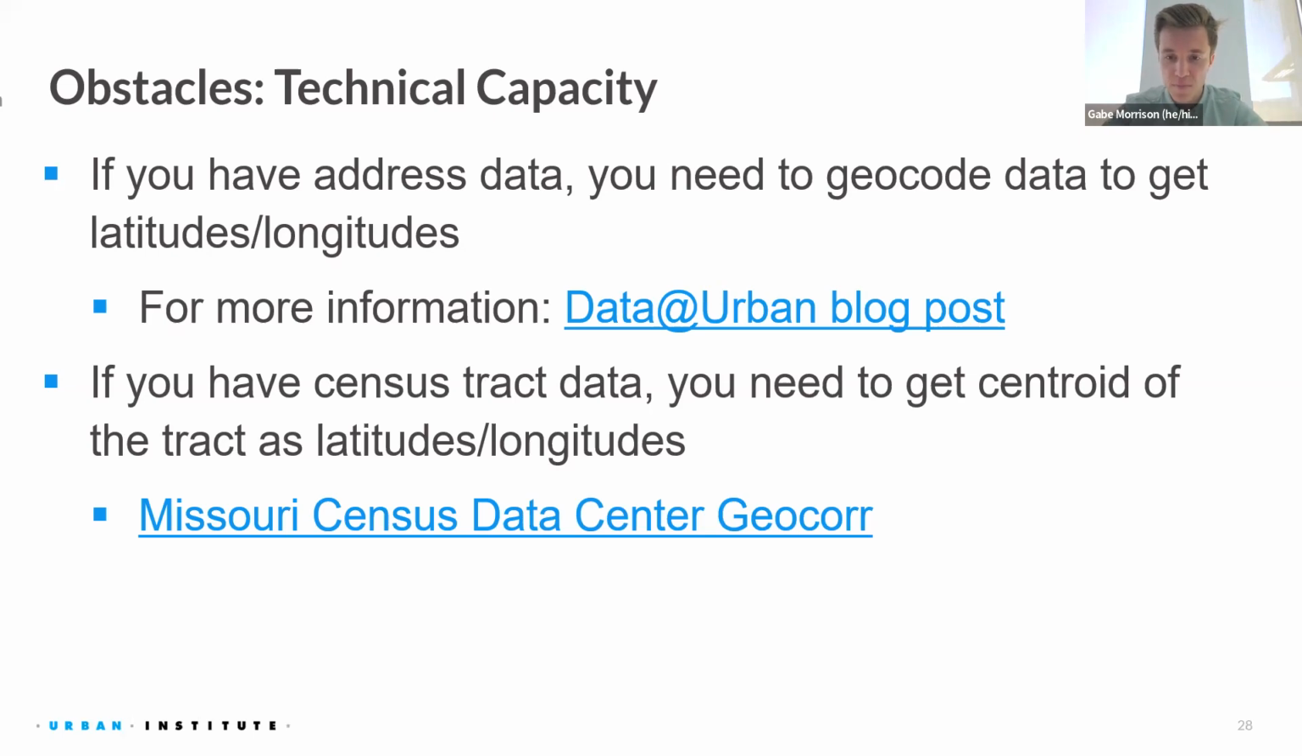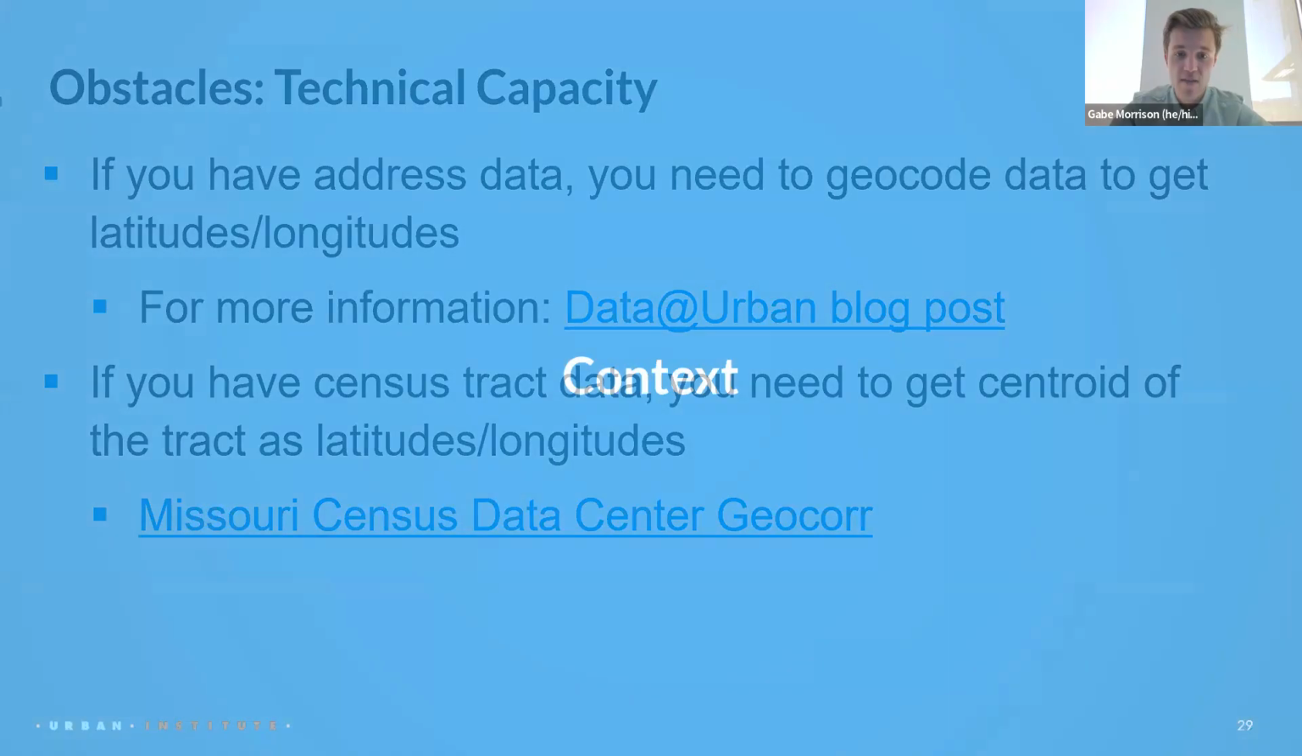One way to do this, and actually a really helpful resource in general for working with spatial data, is the Missouri Census Data Center GeoCorr. I think it's Geographic Correspondence Engine that GeoCorr stands for. It's also open data, and you can use it to get centroids, among other things. So that's a really helpful tool if you're working with spatial data, but that's not exactly of the form we require for the tool. So that's the second obstacle.